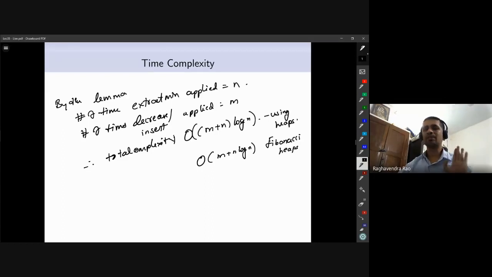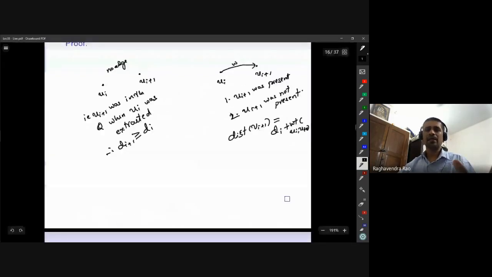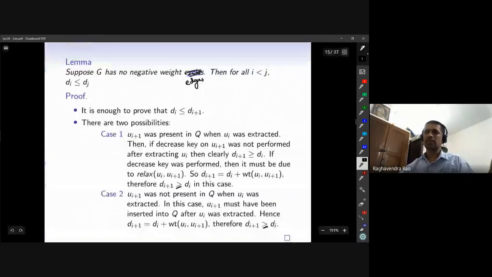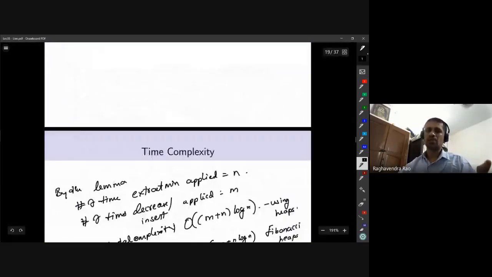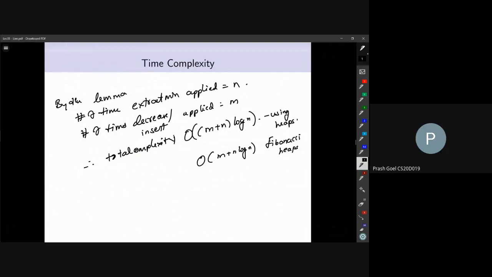All this basically tells us the time complexity. Lemma 1 and lemma 2 combined give us the time bound, but now why are these the actual shortest distance values?